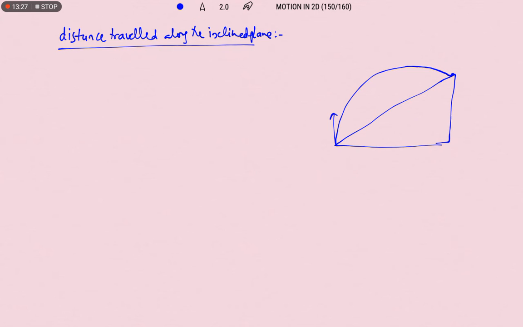So again I am using the expression s equals ut plus half at square. Now in the place of s, the distance traveled along the x-axis, which velocity influences the horizontal distance? So horizontal velocity we write as u cos theta, and this is u sin theta. Vertical displacement is influenced by u sin theta, horizontal displacement is influenced by u cos theta.